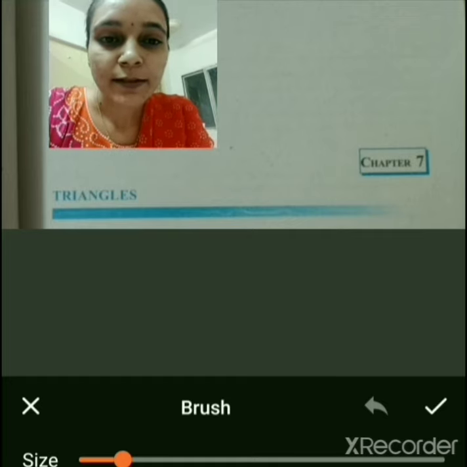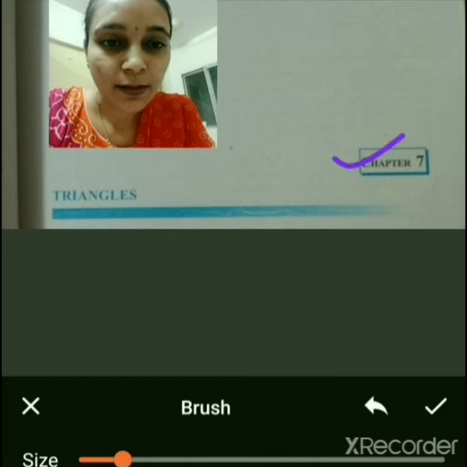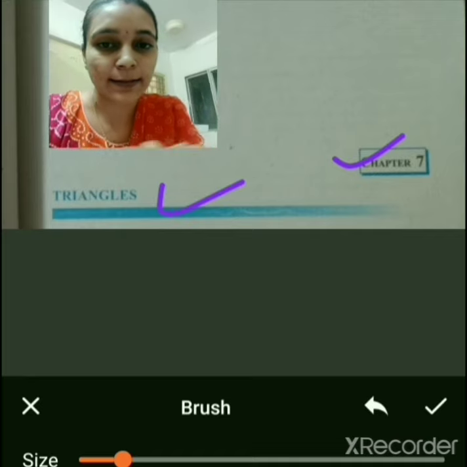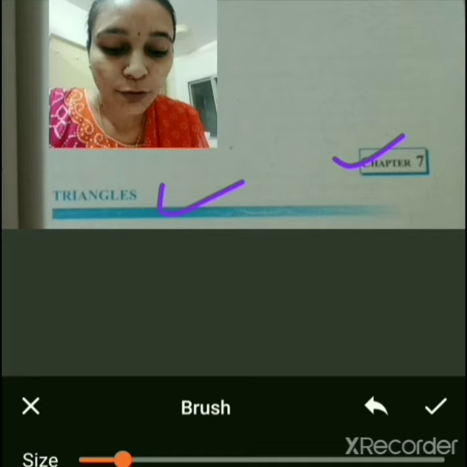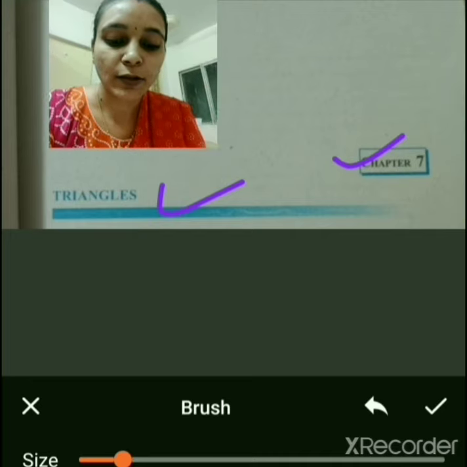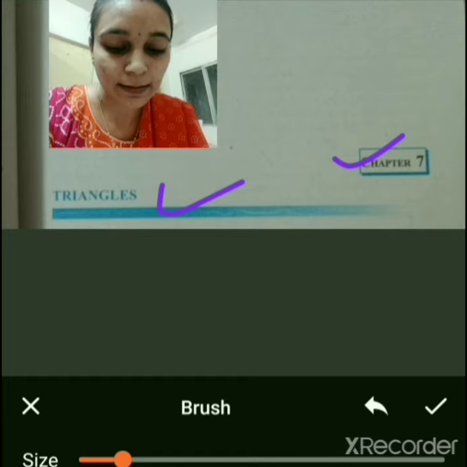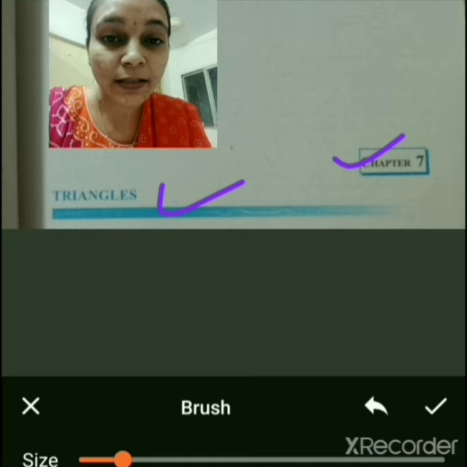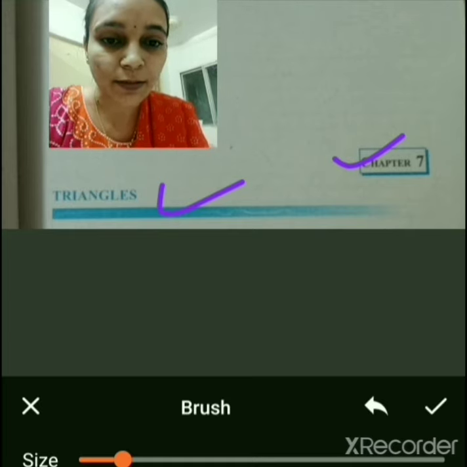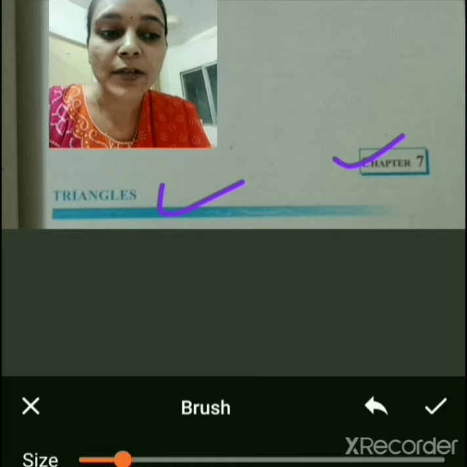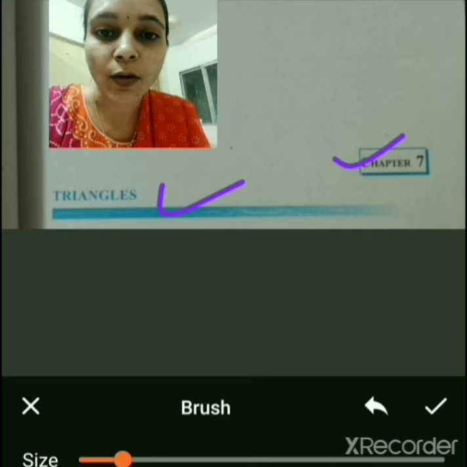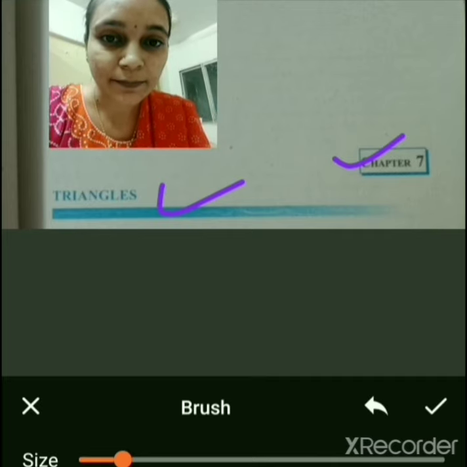Let us start chapter number 7, that is triangles. You all know the triangle, right? You have studied about the triangle and its various properties in earlier classes. Let me tell you again what a triangle is. It is a closed figure formed by three intersecting lines. In 8th standard also I told you what a triangle is. A polygon having three line segments is called a triangle.